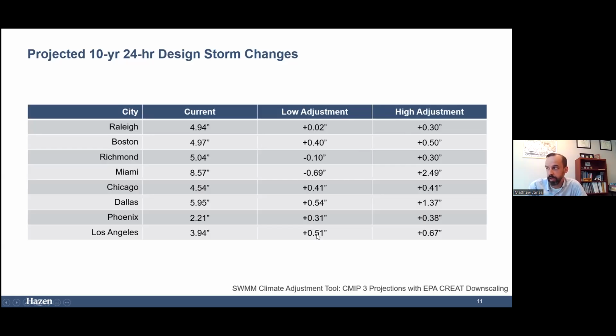A couple of key takeaways: one is that there's some variability, as you might expect. In fact, in some cases, there's a projection that the design storm may have a lower depth in the future. But it's also worth noting that when we go back to our question about the role of green infrastructure or bioretention, some of these adjustments are closer to our typical green infrastructure sizing criteria.